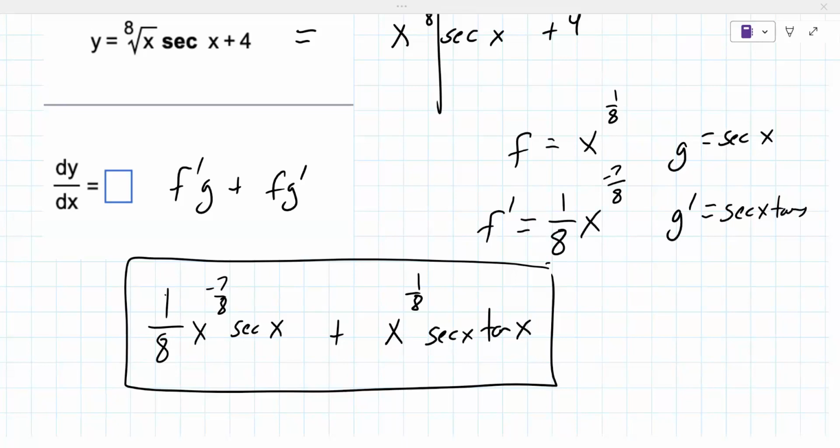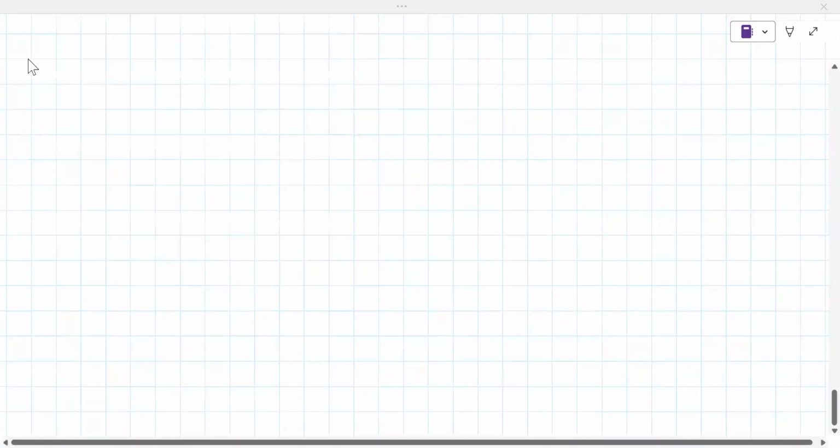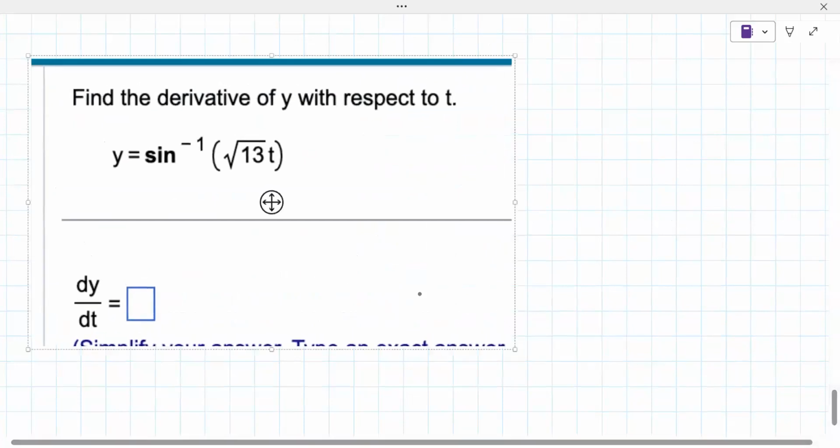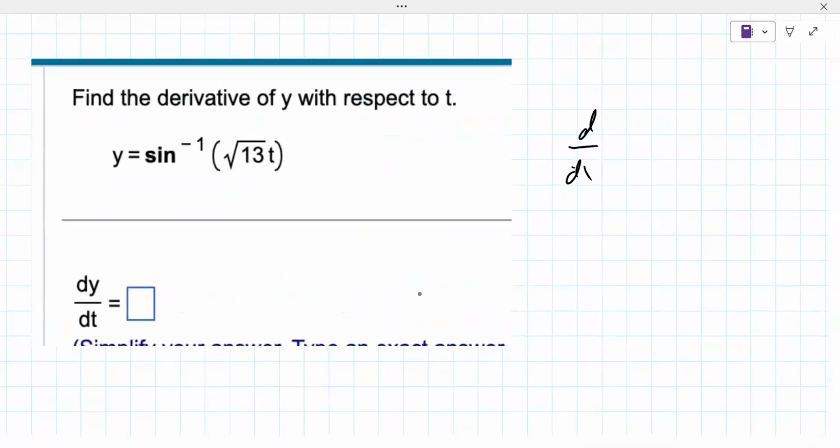Okay, I got it. All right, great. So let's take a look. All right, new problem here. You have to know the derivative of sine inverse. Could you tell me that? Could you look that one up?